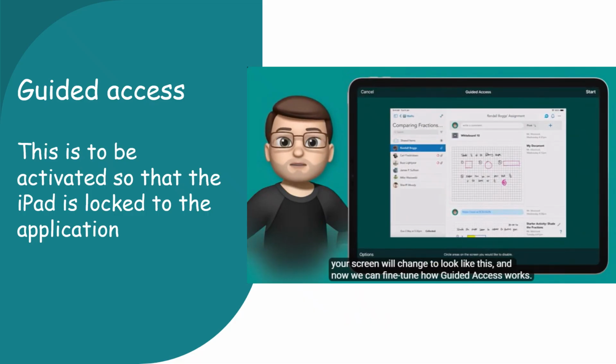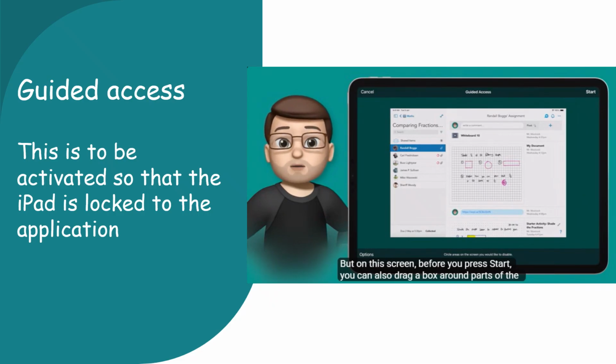When you do that, your screen will change to look like this, and now we can fine-tune how guided access works. If you want to just restrict users to this particular app, you can simply press Start in the top corner, and that's it done. You can't press the home button, you can't leave. You're in that app until you choose to end guided access.